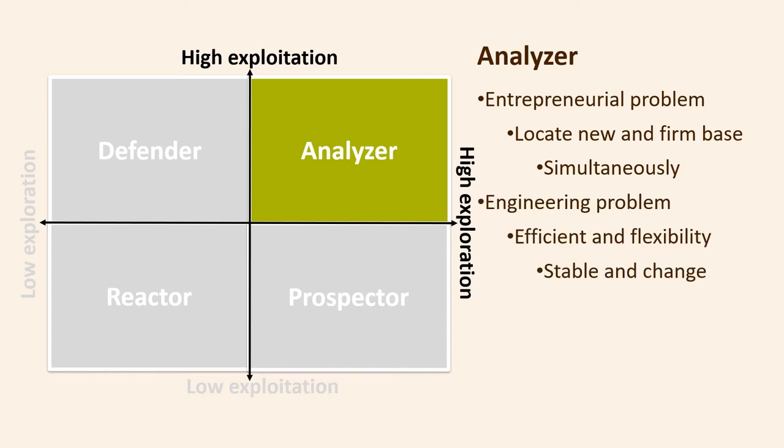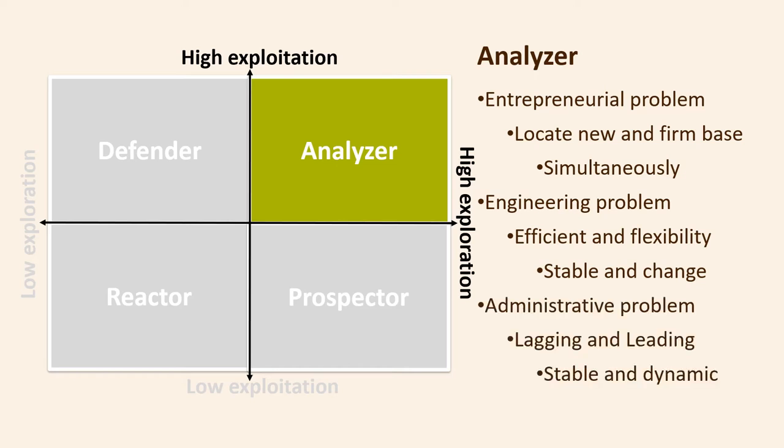The engineering problem is to be efficient in the stable parts of the business and be flexible when changes occur in the business. The administrative problem has both lagging and leading characteristics. It is about how to differentiate the organization's structure and processes to accommodate both stable and dynamic operation areas. They must support both the entrepreneurial and engineering parts of the organization.